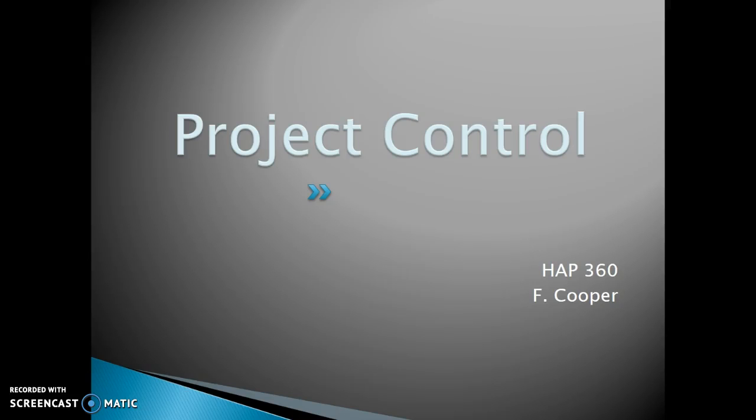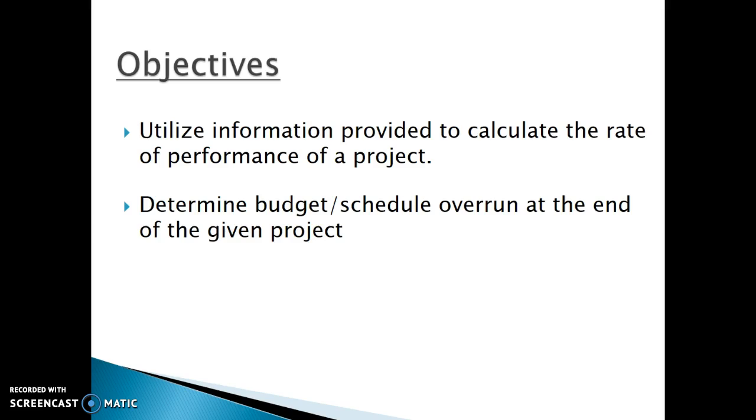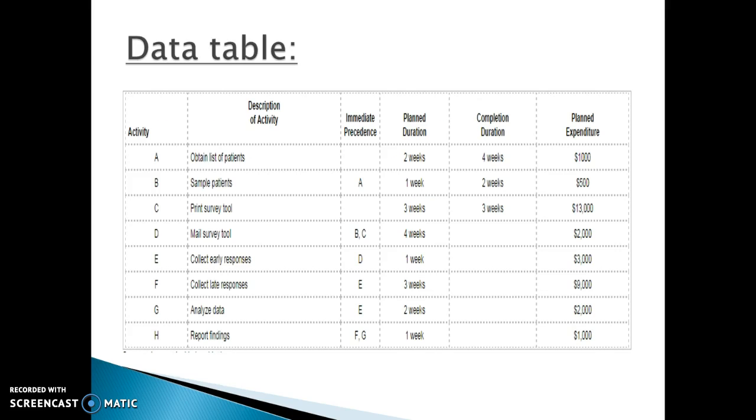This is a Teach 1 video on project control. The objectives of this exercise are to utilize information provided to us in order to calculate the rate of performance of a project. We will also determine the budget or schedule overrun at the end of this project. And this is the data table that contains all of the information we'll use to schedule the project as well as to perform our calculations.